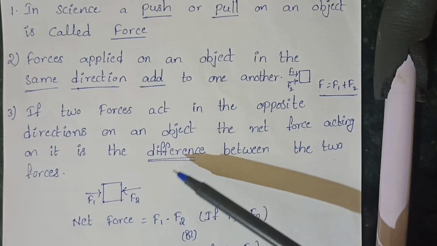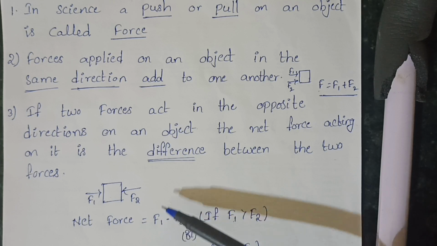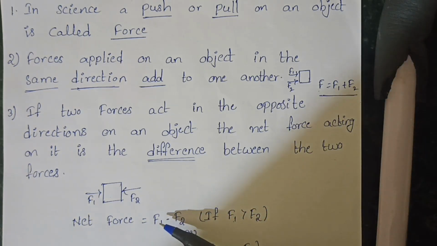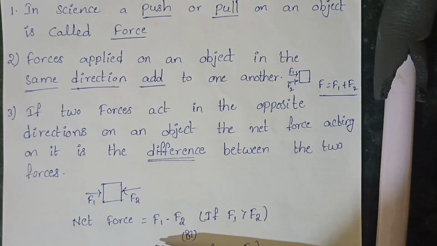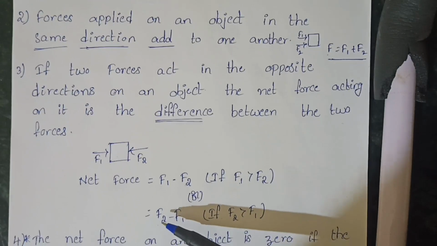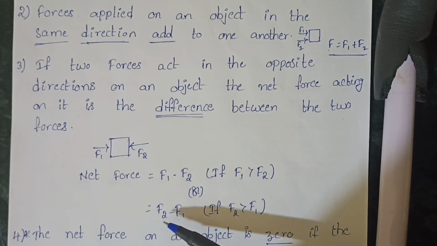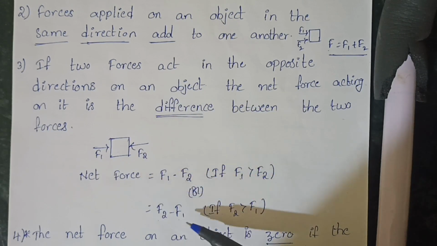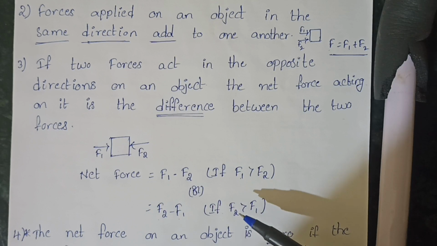Suppose if F1 is greater than F2, then net force is given by F1 minus F2. So we should subtract F2 from F1 if F1 is greater than F2. Or if F2 is greater than F1, then the net force acting on that is F2 minus F1.